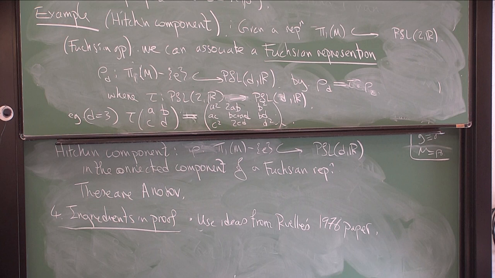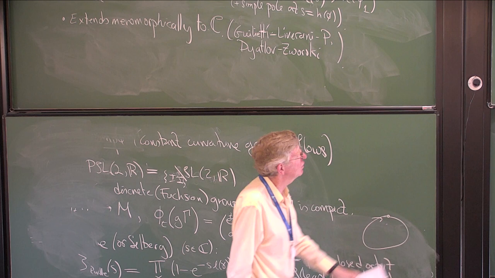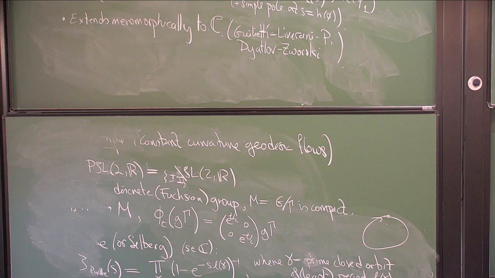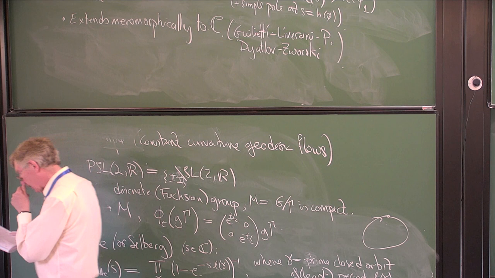But then we also need to use some sort of coding. So why am I always talking about surface groups? It's because I want to use a coding for pi 1 of M, which is due to either Series or possibly Caroline Series's work. And so using this machinery mixed together in a judicious fashion, then you can prove something or other.